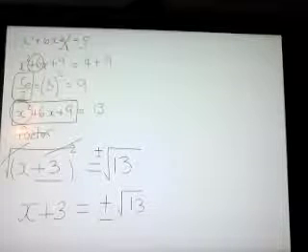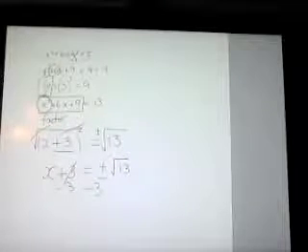So what's going to happen now is all you have to do is move this 3 to the other side. And so what's going to be left is x equals negative 3 plus or minus square root of 13. And that's your answer.